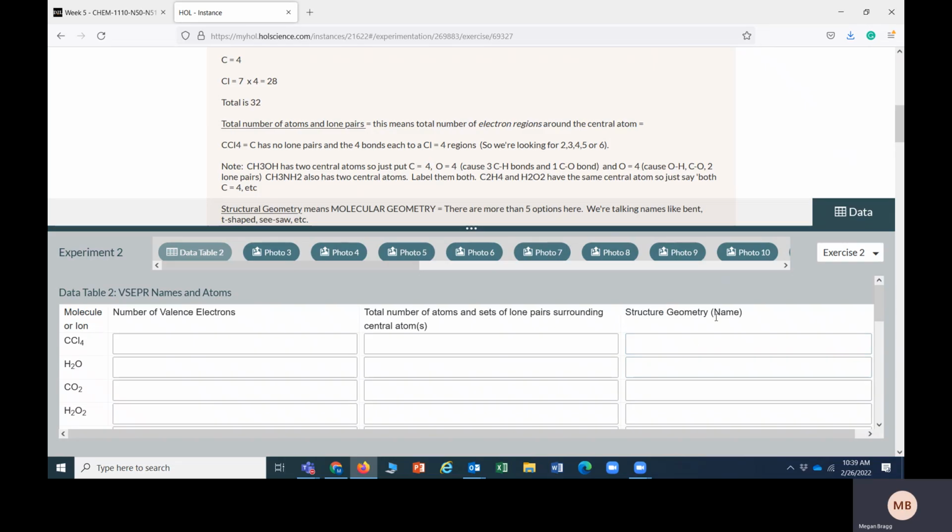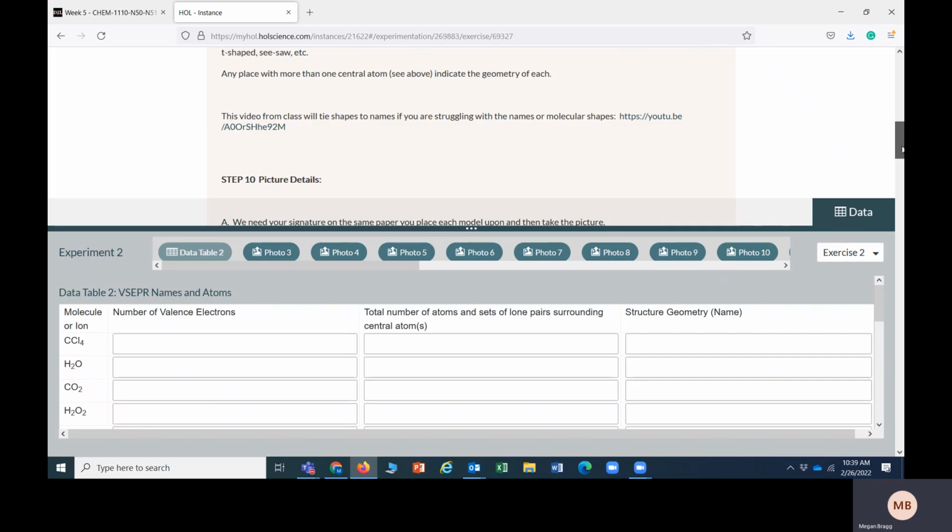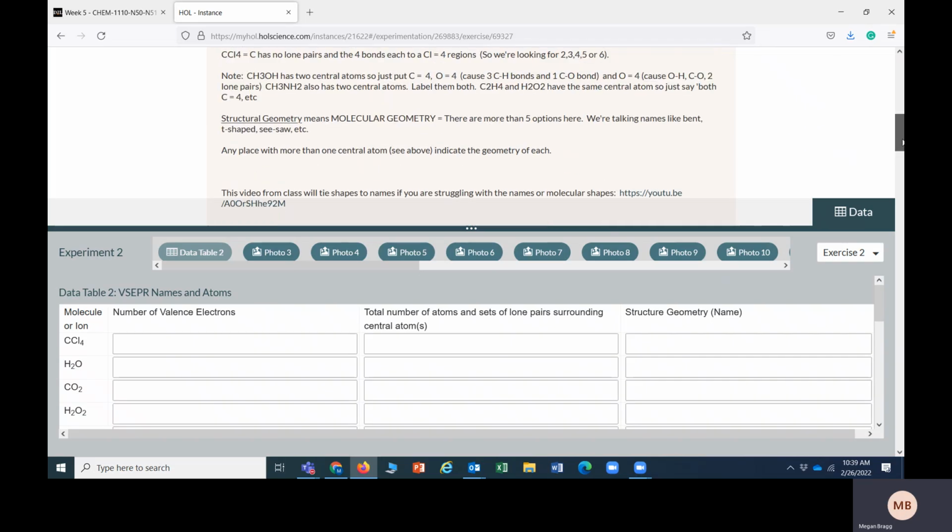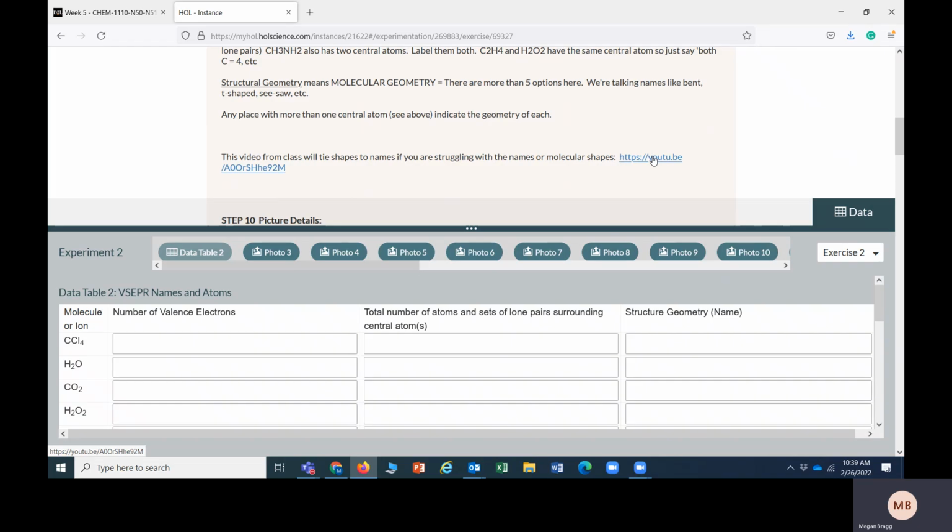And I'll tell you, if you don't see bent when you go back and look at this table at least one time, then you have used the wrong names. You haven't used the molecular geometry names. So here's a list. It's coming up. There's a list of molecular geometry names that you want to use. And here's some tying into shapes if you need some help. This is from class, ties into shapes.